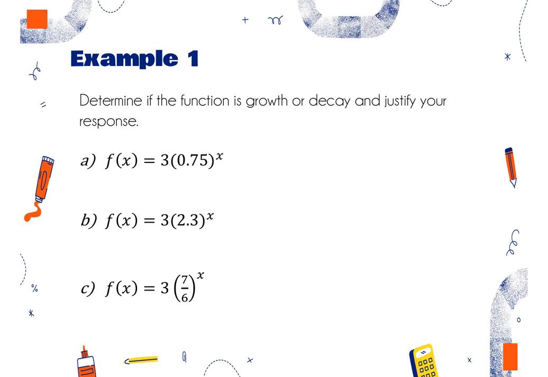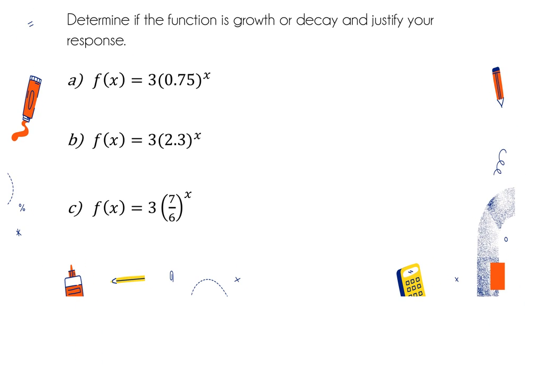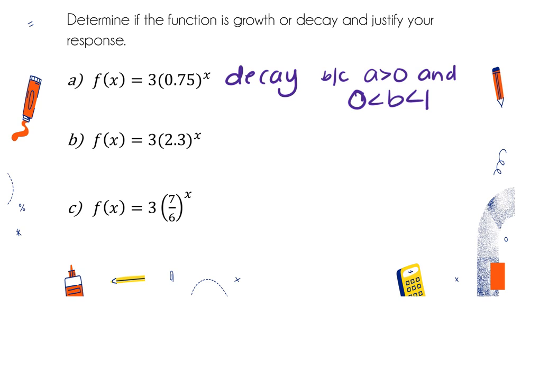Okay, so determine if the function is growth or decay and justify your answer. So notice all the A's are positive, right? If they're positive, then I'm just focusing on what my base is. Is my base greater than 1 or in between 0 and 1? So what's happening with the base? It's less than 1. It's in between 0 and 1, which would make this decay. And if it says why, it's because A is greater than 0 and 0 is less than B, which is less than 1.